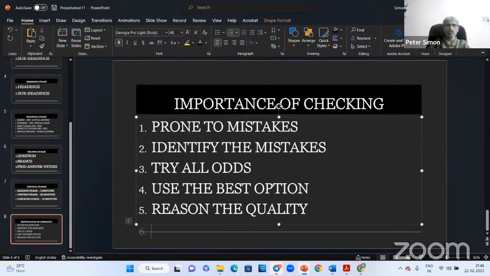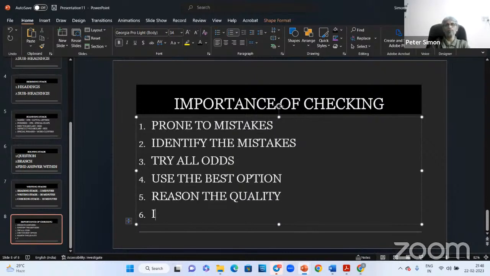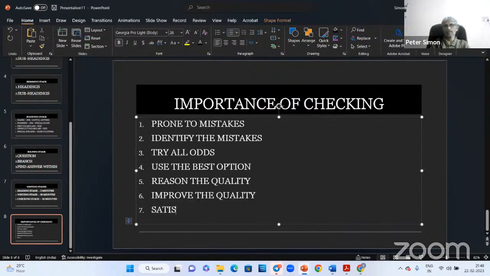And last one is try to improve the quality. And last one is satisfaction accomplished. This is it. So take these 7 steps. So that's it.